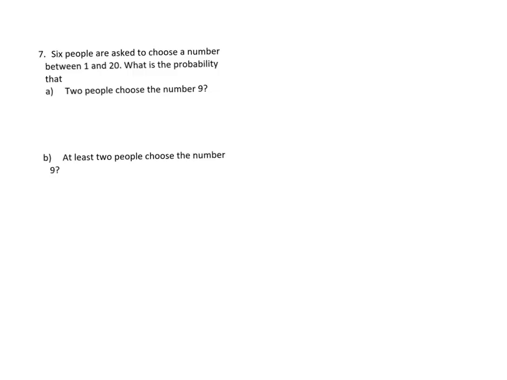First of all, the probability of people choosing the number 9 is 1 in 20. The probability of people not choosing the number 9 is 19 in 20. We've asked 6 people, and we want to know if exactly 2 people choose the number 9. Therefore, we have about a 3% chance that 2 people choose the number 9.